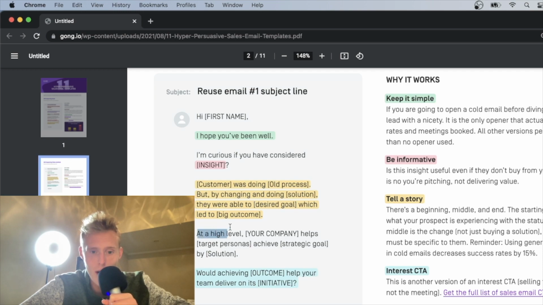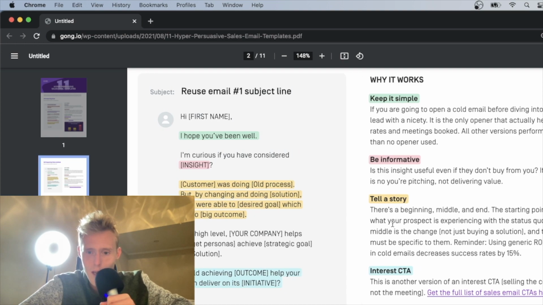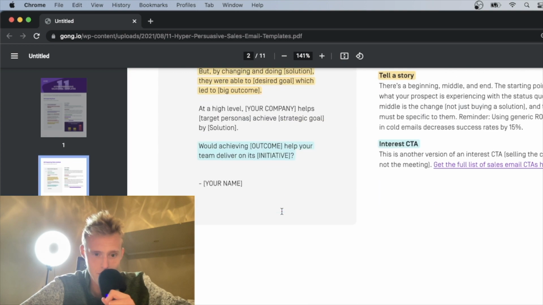At a high level, your company helps target personas achieve. Okay, so this is kind of your value proposition right here. Once again, interest CTA. This is another version of an interest CTA, selling the conversation, not the meeting. Would achieving XYZ outcome help your team deliver on its initiative? I really like that, guys. I have not been doing this. And now that I read through this, I'm really thinking I can improve my own practice a lot, and I've sent tens of thousands of emails.